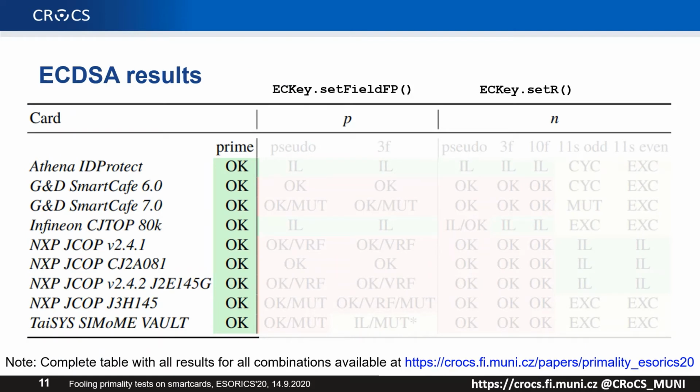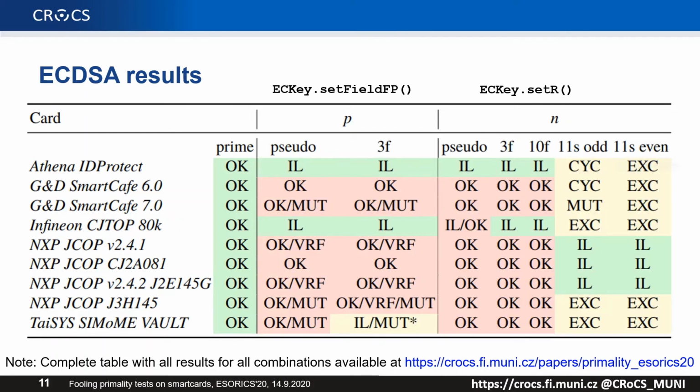On the left, you can see the cards we tested and the methods we tested, just a snippet of that, more in the paper. If you set the expected correct parameters that are primes, all cards will just return OK, which is expected. It's the regular situation with correct parameters. But if we start to fiddle with that, and instead of a prime send a pseudo-prime, or set some pretty basic composite of 3 factors or 10 factors and some smoothness, we start to get interesting results.